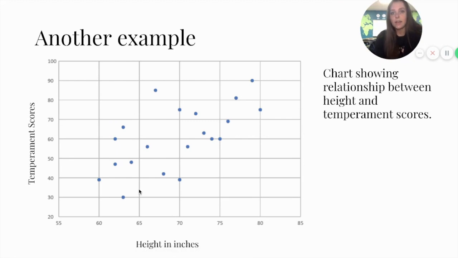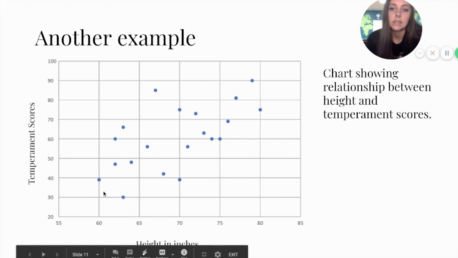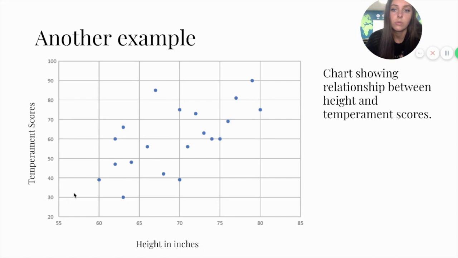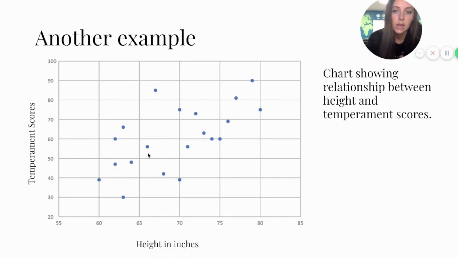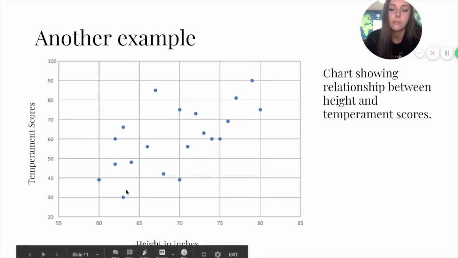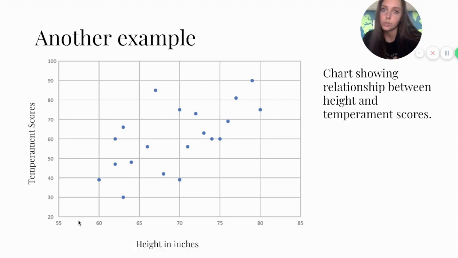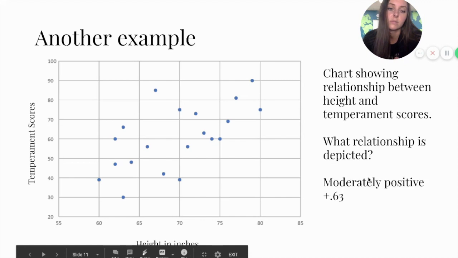So if you're looking at this scatter plot, you probably can see that there is an increase in slope, right? As your temperament scores increase, your height increases. So you can see that it's kind of moving in that positive direction, except there are a lot of dots that are not around that line of best fit. So you probably can tell that it's not a super strong positive correlation.